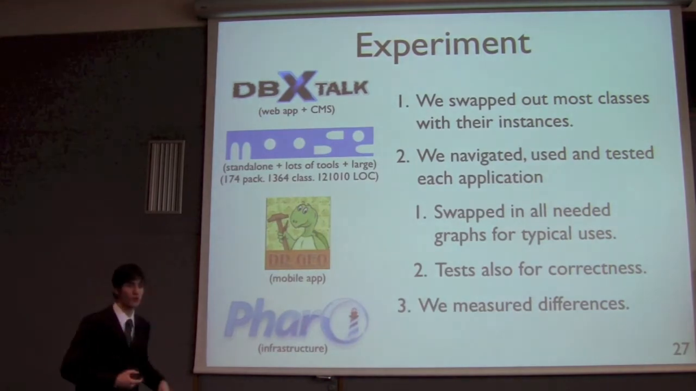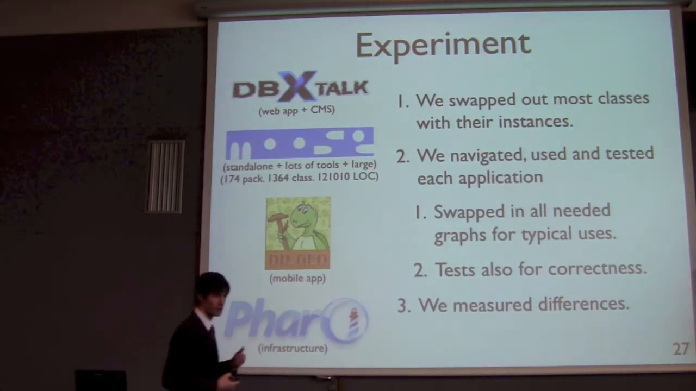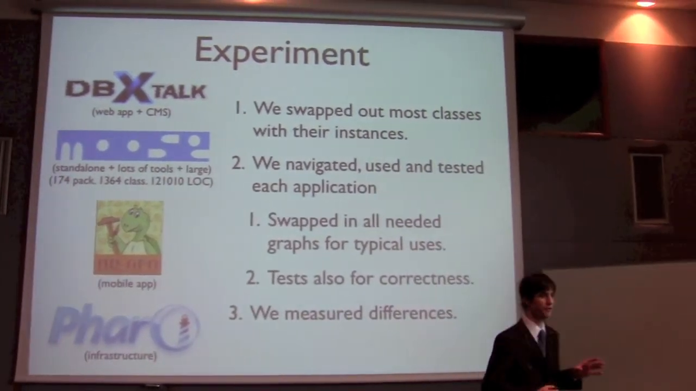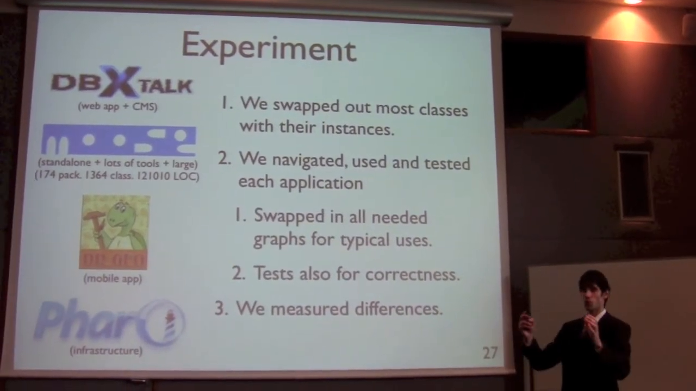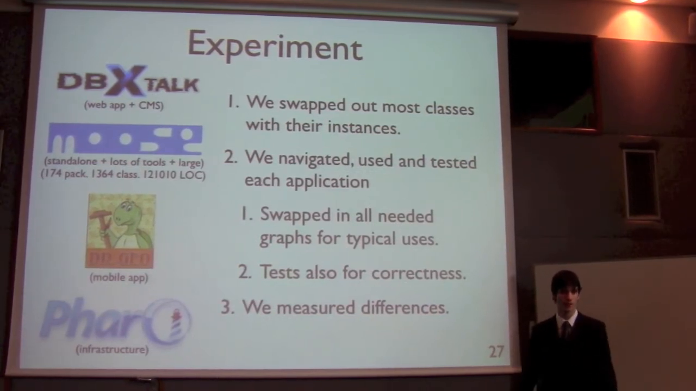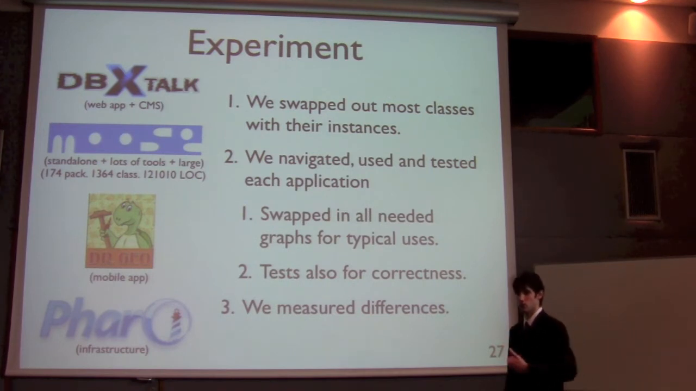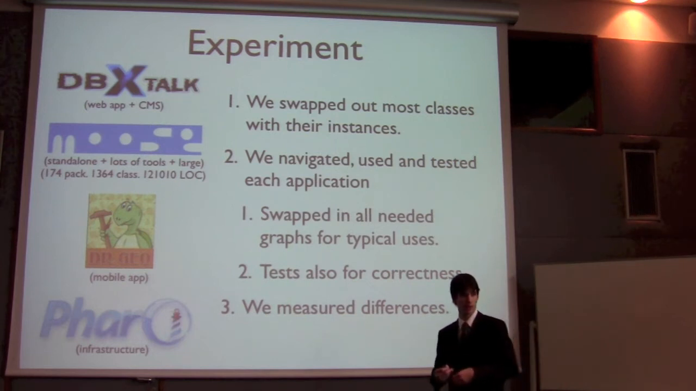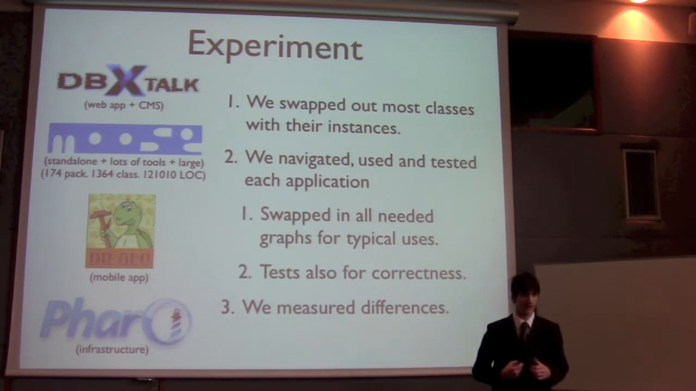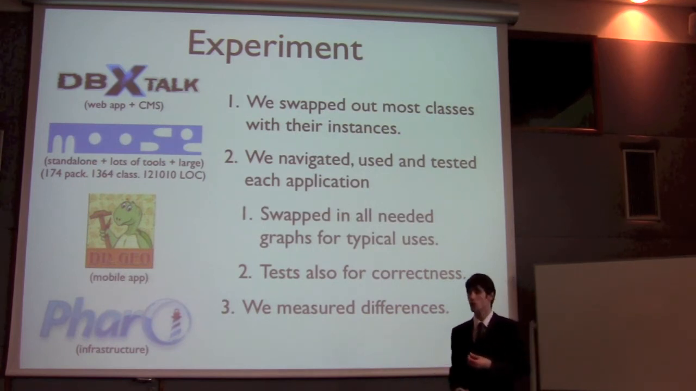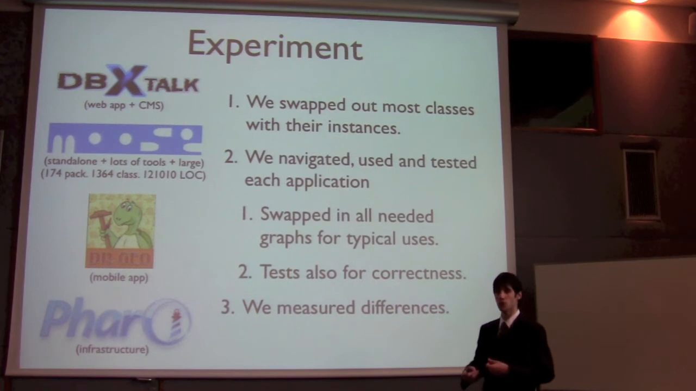So what we did is that we took the same applications we used previously at the beginning of the presentation, and we did the following experiment. We took these applications and we swapped out as many object graphs as we could. So we swapped out classes with all their instances. So we swapped them all. And then we start to navigate the application. We need to use the application to run the test, etc., so as to cause the trigger in of the needed graph. Okay? Then we also run the test.